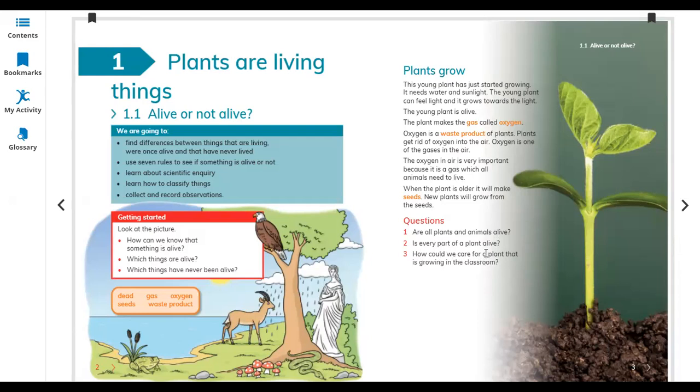How can we care for a plant that is growing in the classroom? If we are doing any experiment in the class, we should take care. We should give the water properly and put it at a place not in direct sunlight, but at a place where it can at least catch the sunlight, because plants need sunlight for making food. Plants make food with the help of sunlight in their leaves.